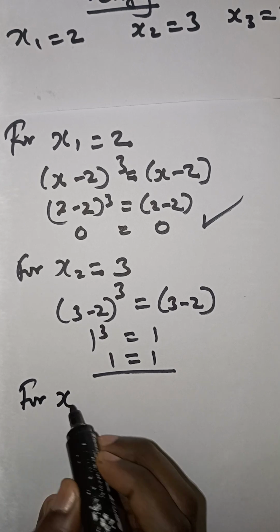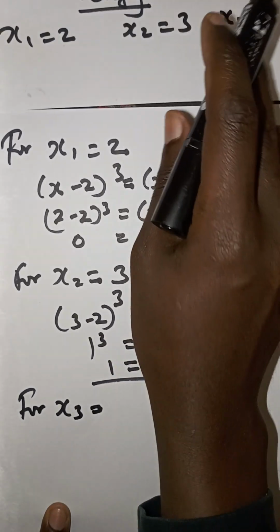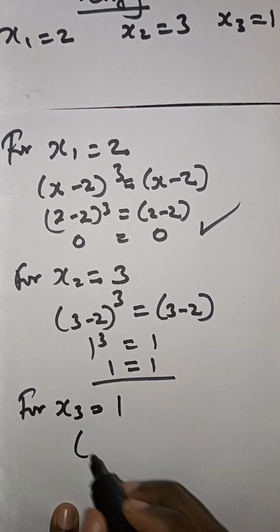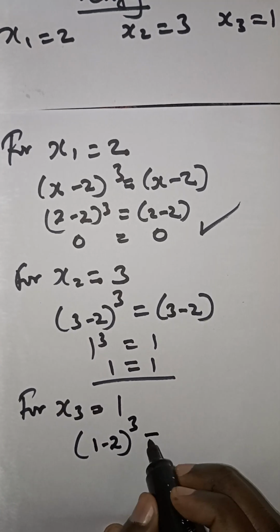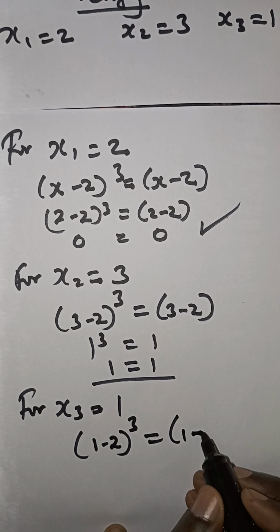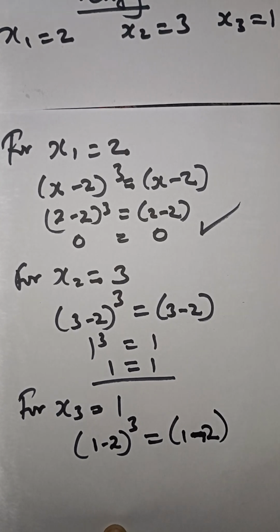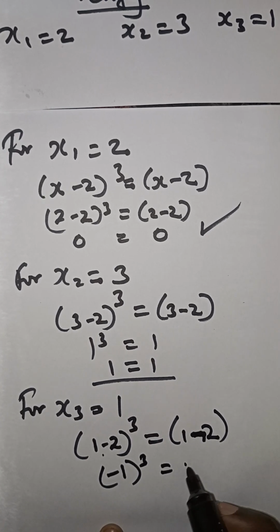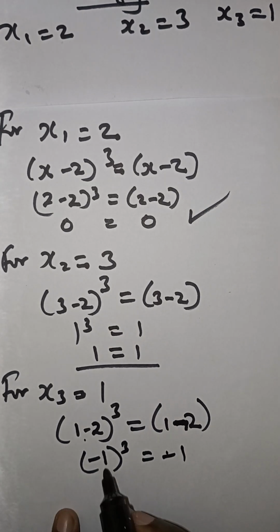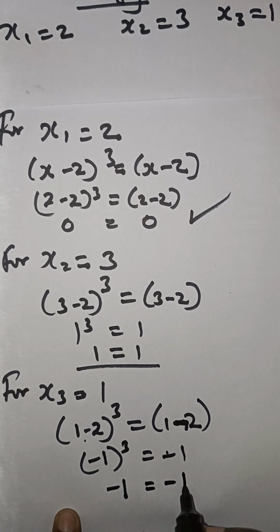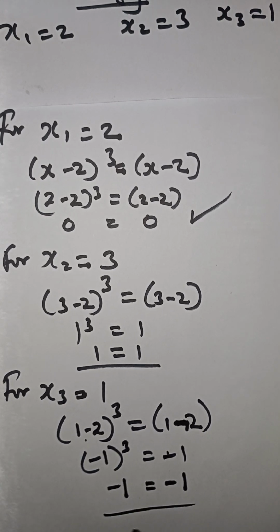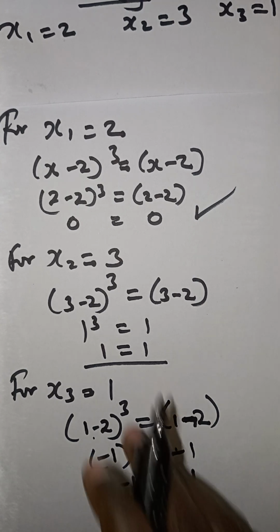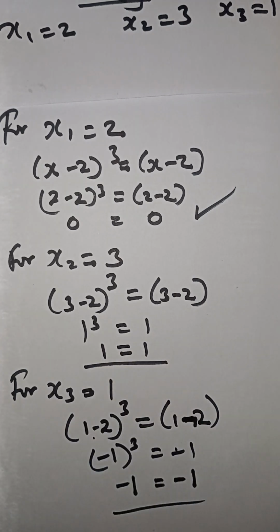Next, for x3 = 1, this one. Substituting it here, I'm going to have (1 − 2)³ = 1 − 2. When you take 1 minus 2, you get negative 1. Cubed is equal to 1 minus 2, negative 1. And when you find the cube of negative 1, of course you get negative 1 = negative 1. So guys, at least we have managed to find 3 real solutions for this particular problem. I hope you have learned.